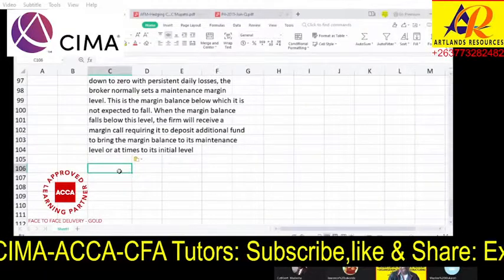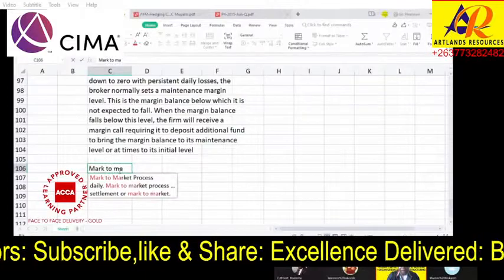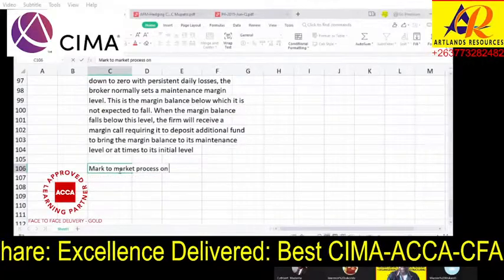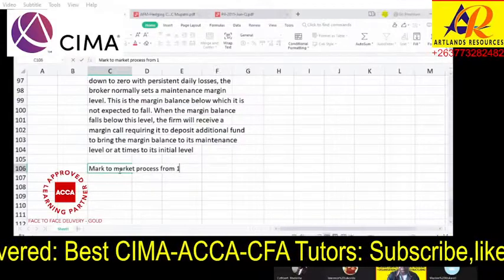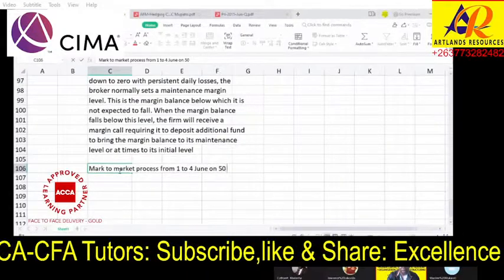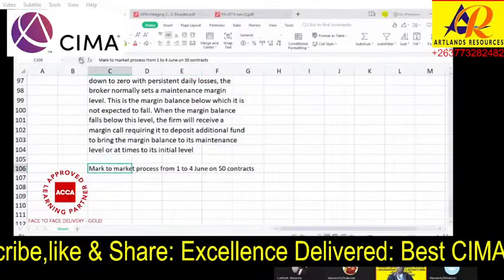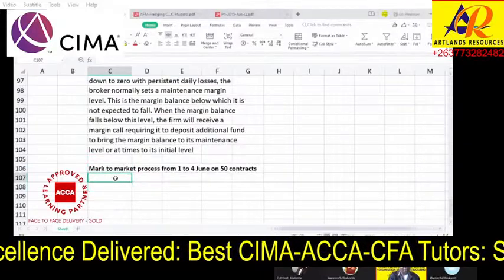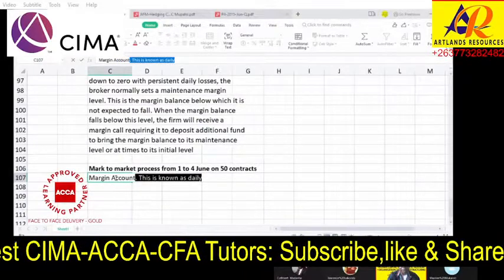So, the mark-to-market process on the selected transactions, from 1 to 4 June on 50 contracts. They're saying, can you tell us how the mark-to-market process works from 1 to 4 June on 50 contracts? So your margin account is like a bank account, remember? It's a kind of bank account, so to speak.